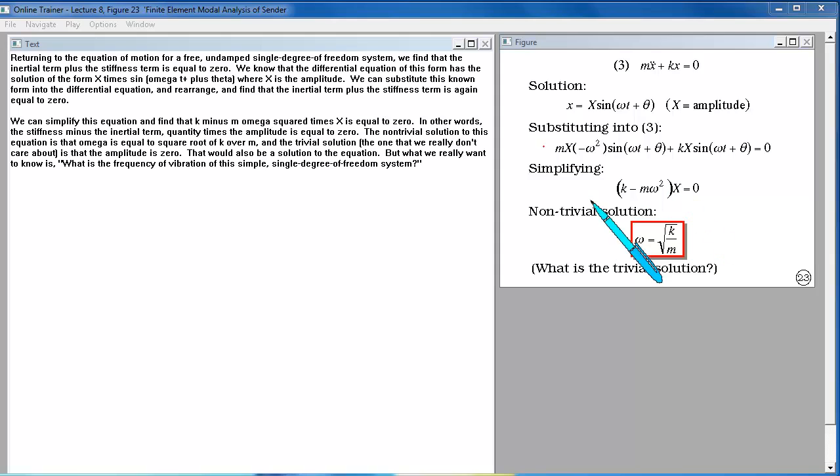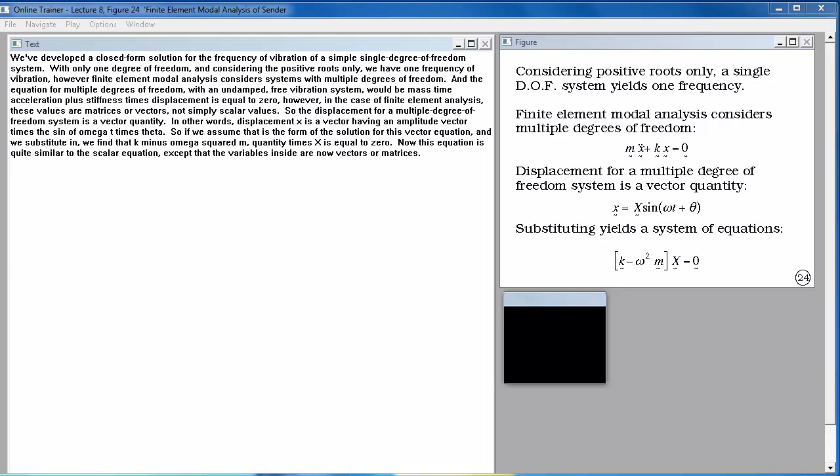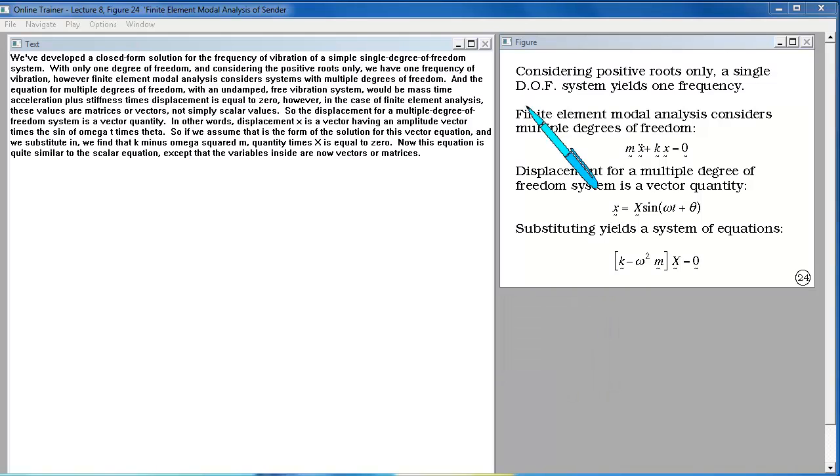And the non-trivial solution for this equation is that omega is equal to the square root of k over m. And the trivial solution, the one that we don't really care about, would be if the amplitude was 0. That would also be a solution to the equation. But what we really want to know is the frequency of vibration for this simple single degree of freedom system. We developed a closed form solution for the frequency of vibration. With only 1 degree of freedom, and considering the positive roots only, we have 1 frequency of vibration.